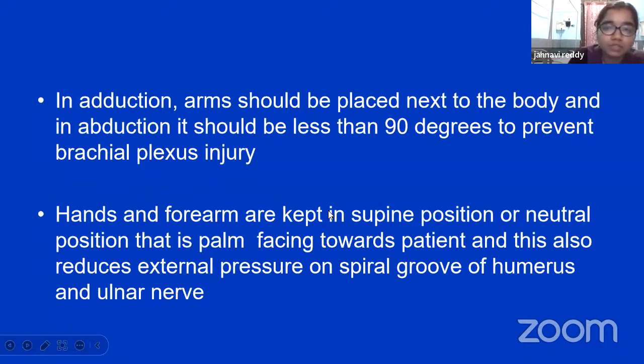Hands and forearms are kept in supination. They can be kept with palms facing towards each other, or in supination. The palms are kept facing towards the body. When the palms are kept facing towards each other, it reduces the pressure on the spiral groove of the humerus, so we can prevent injury to the ulnar nerve. So this position is preferred compared to the supination position.